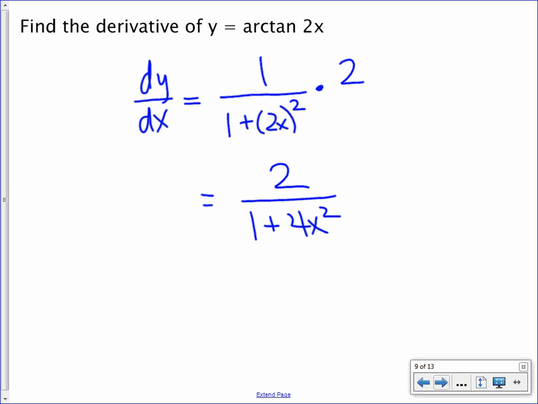Does that make sense? So the exponent 2 is not part of the derivative. Just take the derivative of 2x and 2x squared. Right. Right.